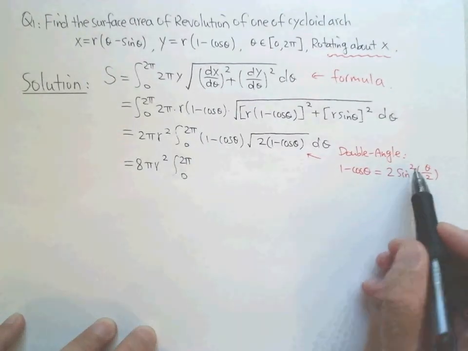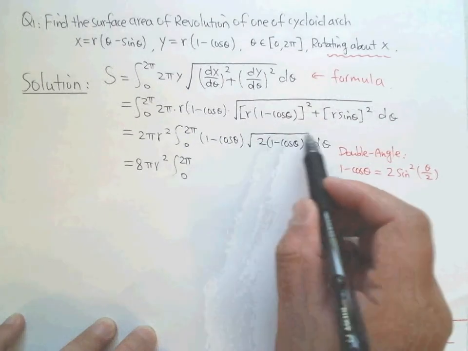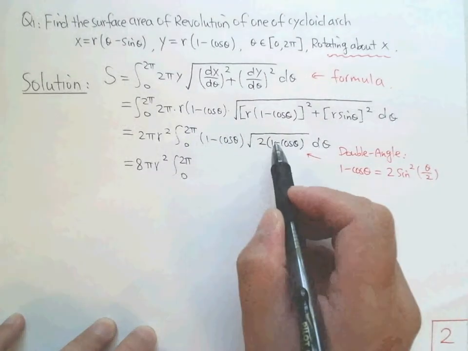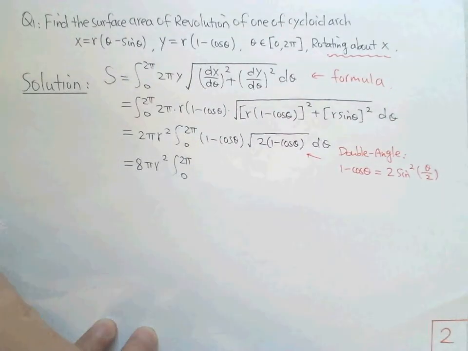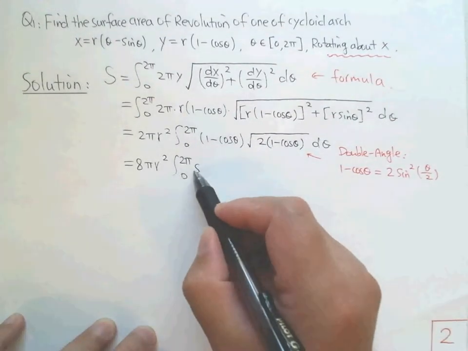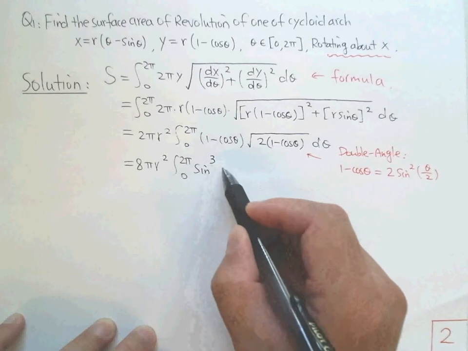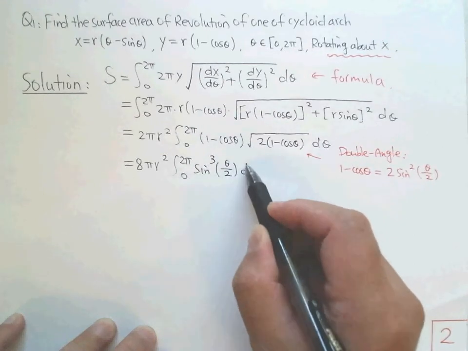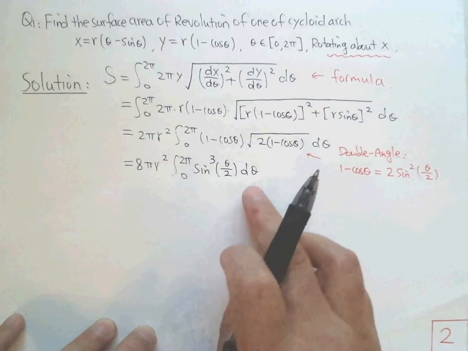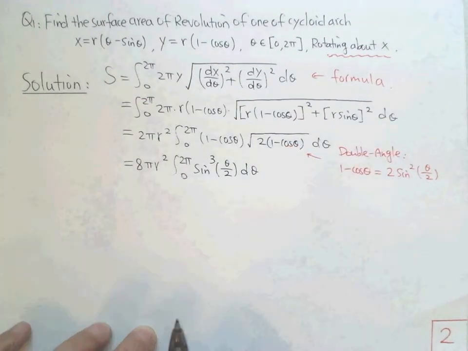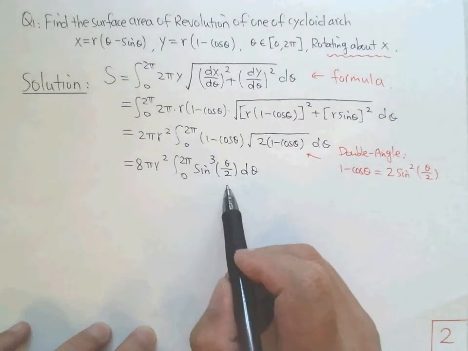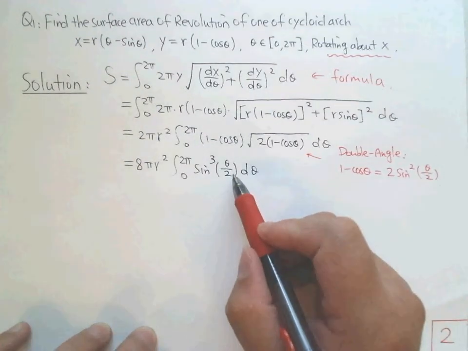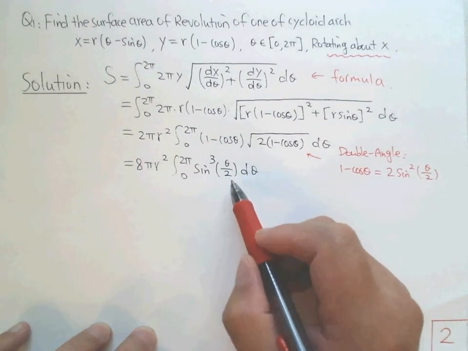This one goes to sine squared, and we take the square root of this sine squared. It's positive, so it's sine. Sine squared times sine goes to sine raised to the third power. So you can see here is sine to the third power of the angle theta over 2, and then d theta. Much simpler than before, right? We can simplify a little bit more. So what to do? This angle, we can do a substitution.